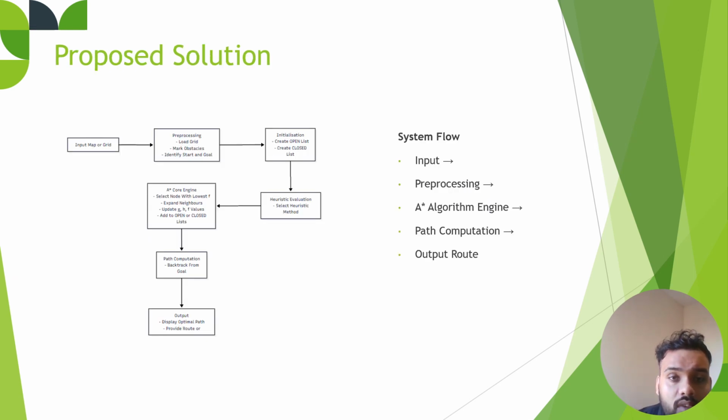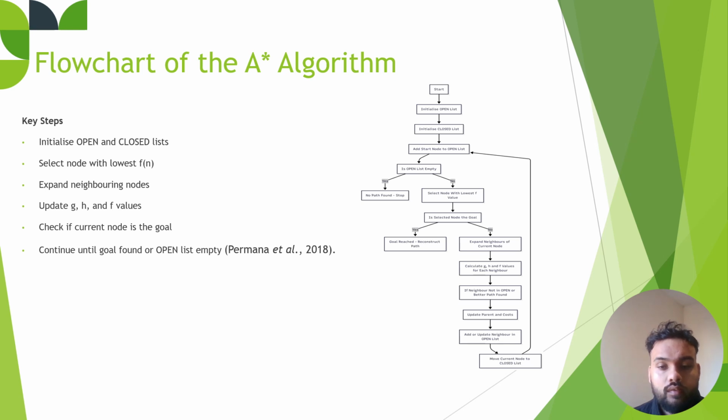Next one is proposed solutions. In which we can see the system flows a clear pipeline. Input leads to pre-processing, where we validate the map and prepare the data structure, then a validation engine takes over the computation, which produces the path comparison results, and finally we output the route in a stable flow of a flow chart of the algorithm.